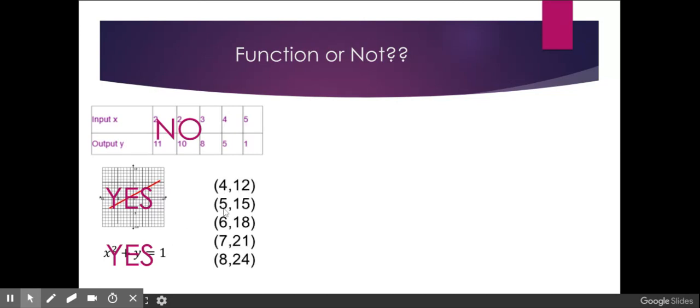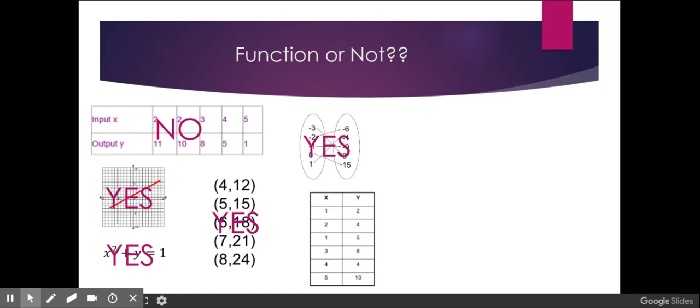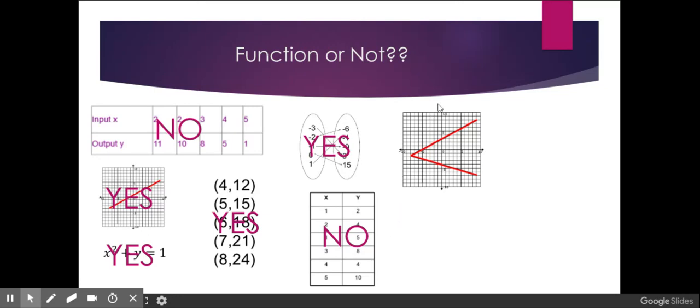Here, these ordered pairs, none of the x values repeat, so therefore it is a function. Here, we have ordered pairs, none of the x values repeat, they all go to their own y, so yes, it is a function. Here, x values, 1 repeats, 1 is going to 2, 1 goes to 5, so it has different y values for the same x, not a function. For this graph, I draw the vertical line, I passed it once, and now I pass it again, so not a function.